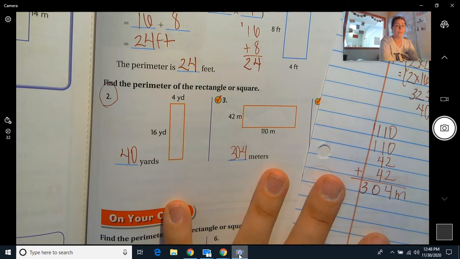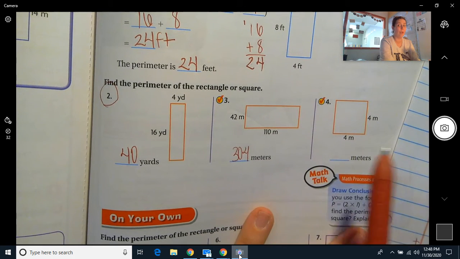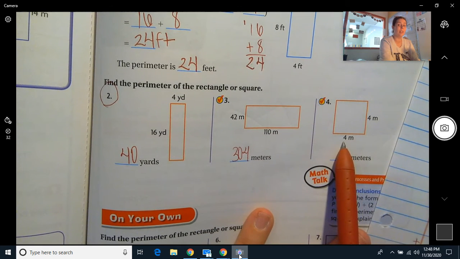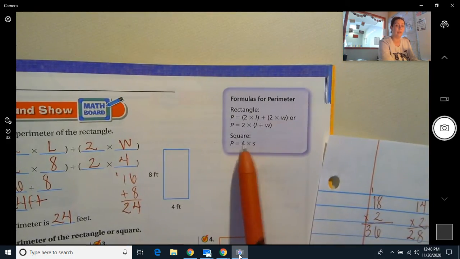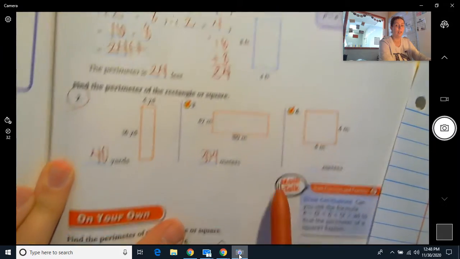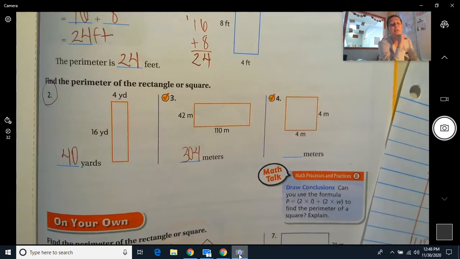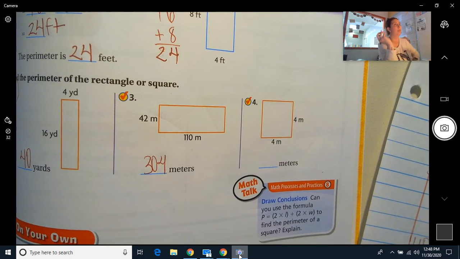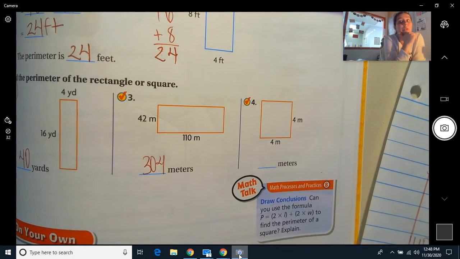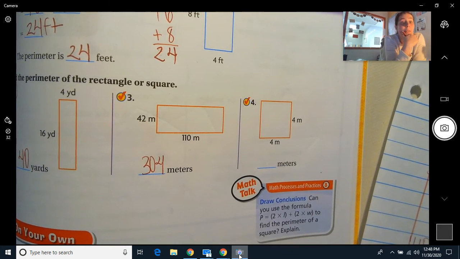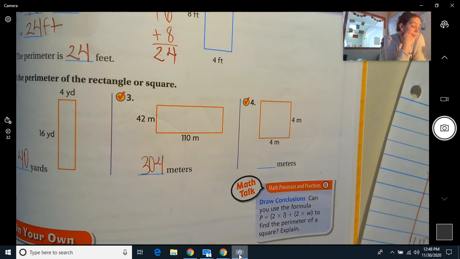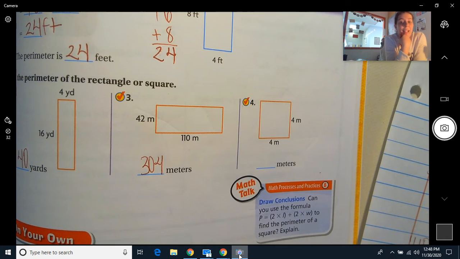Okay? You try number 4 by yourself. Now, this is a square. If I look up here for squares, I can do 4 times one side. So that would be 4 times 4. So this shouldn't take you very long. You can write down 4 plus 4 plus 4 plus 4, or if you know what 4 times 4 is, you could do it that way. Okay, I'm going to give you about 20 seconds, and then I'm going to ask for an answer.